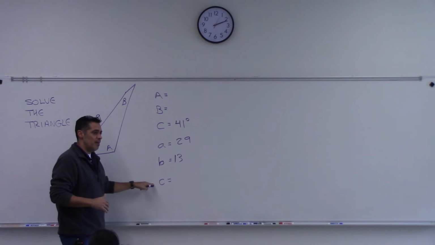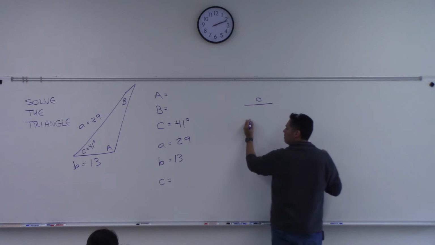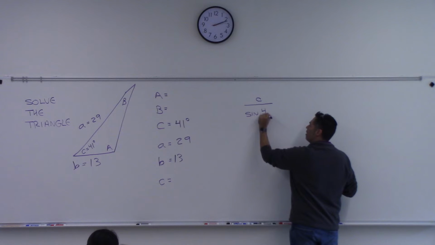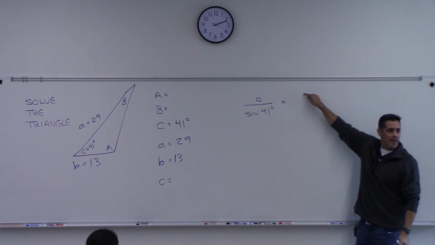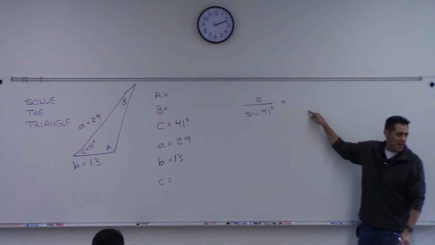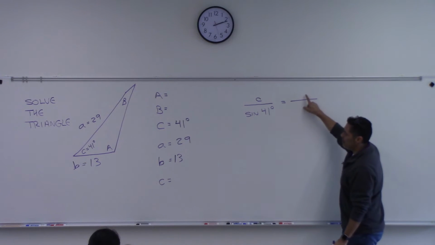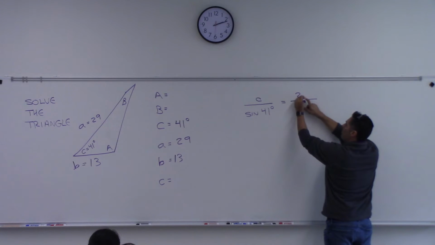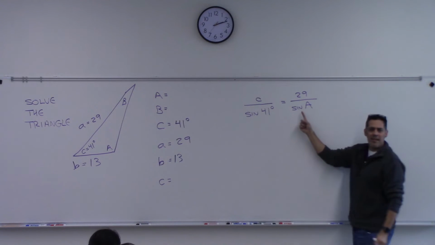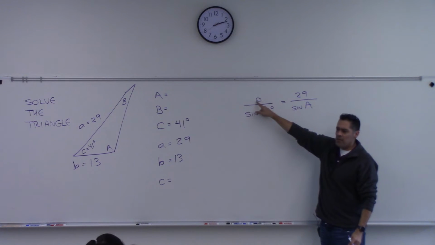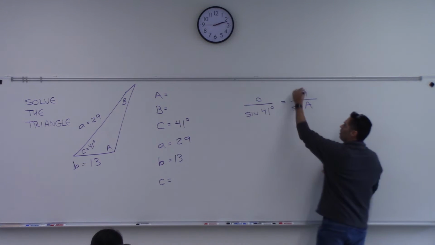Let's try and solve for little c right now. If we did that, I need to do little c over sine of 41, no problems yet, right? Equals, and now this has to be either little a over sine capital A or little b over sine capital B, right? So let's try little a. Do we have little a? 29, right? Do we have capital A? No. You see, I can't use this because I need to know what C is, but to know C, I need to know what capital A is, which I don't have, right? So this isn't going to work.